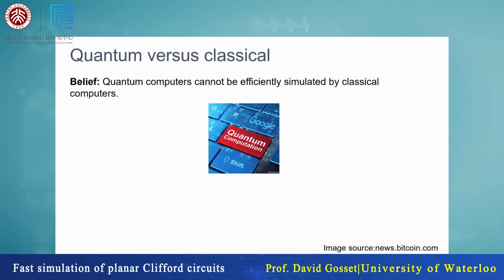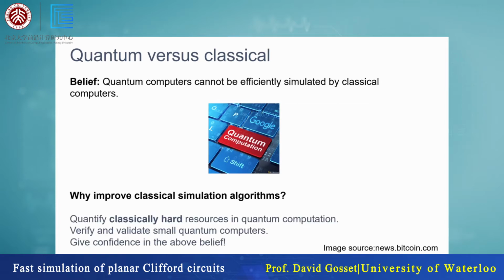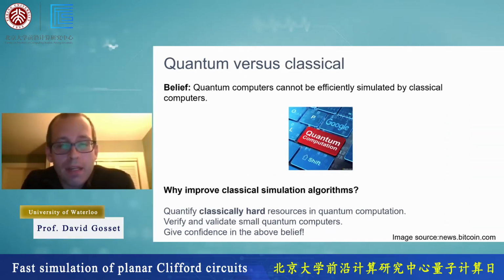We believe that quantum computers can't be efficiently simulated by classical computers. And so then you might ask, why should we study classical simulation of quantum computers? Because if we expect that classical simulation algorithms have to be slow, then why should we improve them? And there's at least 3 reasons, which I like to list at the beginning of a talk like this.